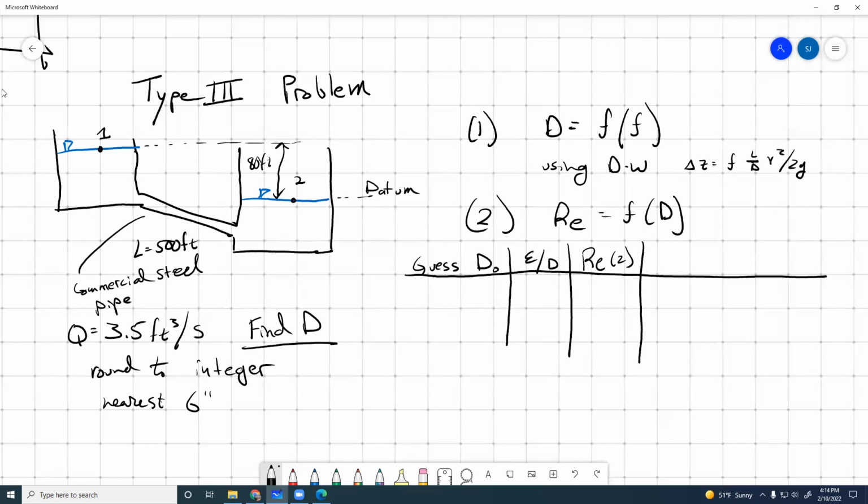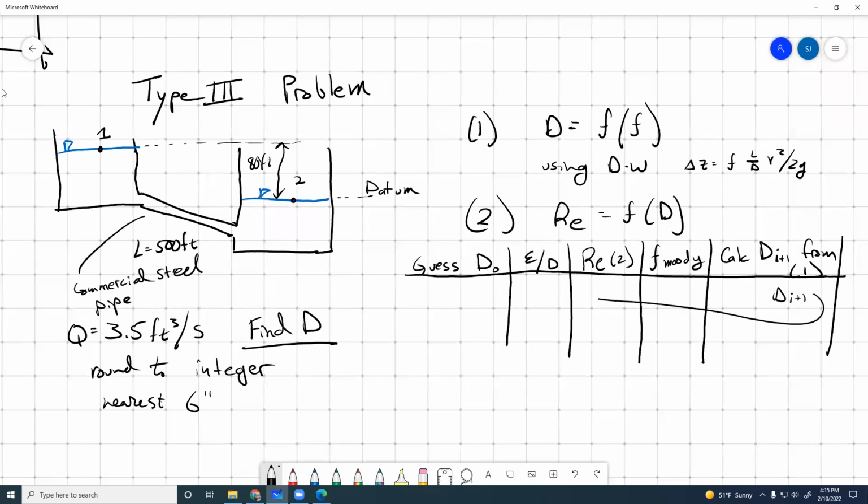All right, now that we've got that Reynolds number, we can get F from the Moody diagram. And then once we get that friction factor, we can go back and calculate D1, or D i plus 1, from equation 1. So D i plus 1 goes back over here. And then we continue.